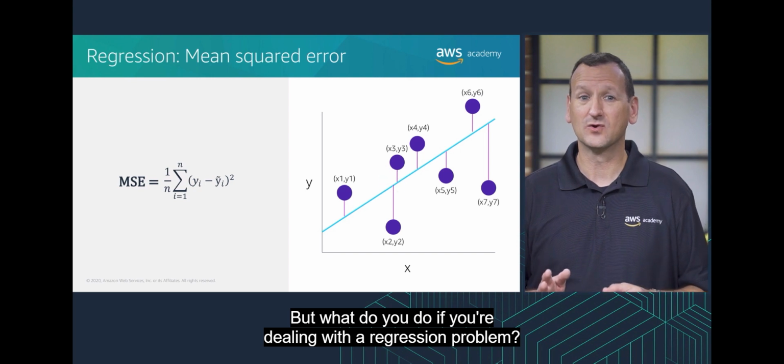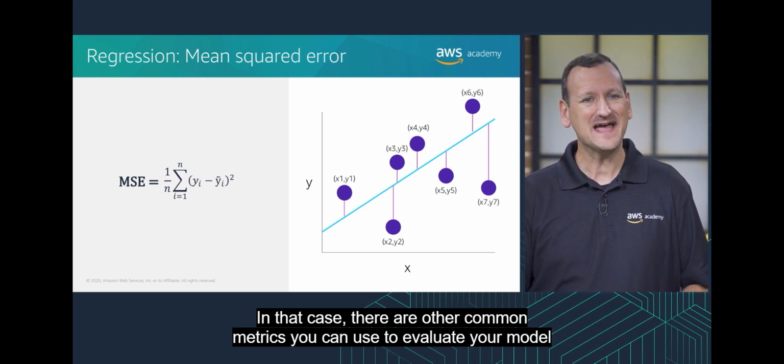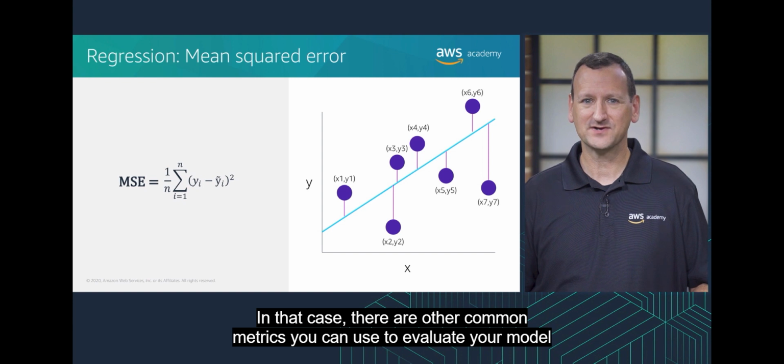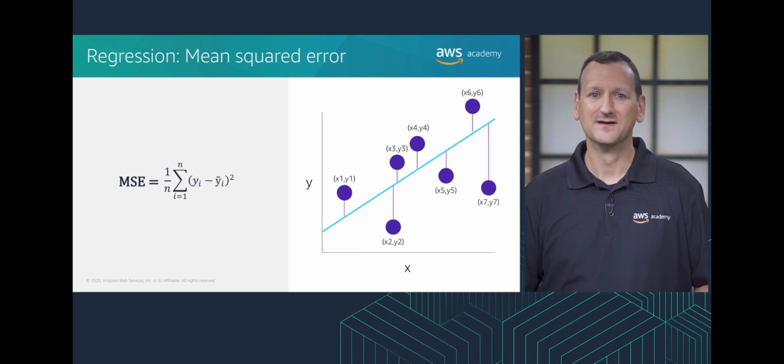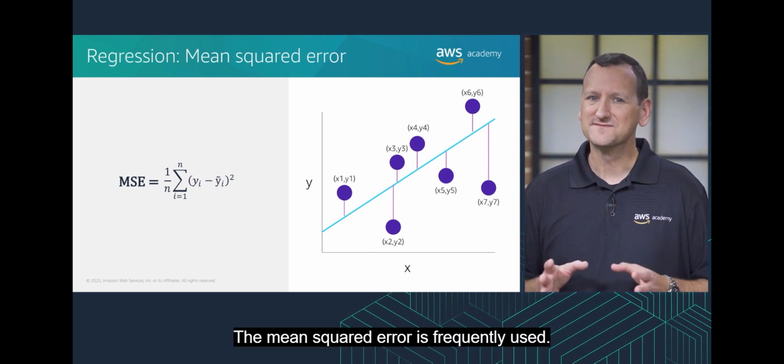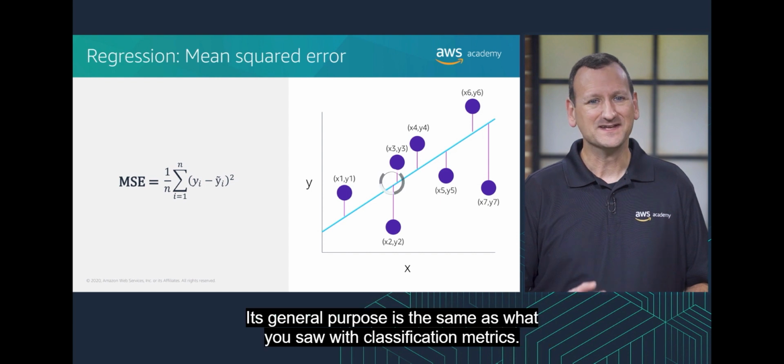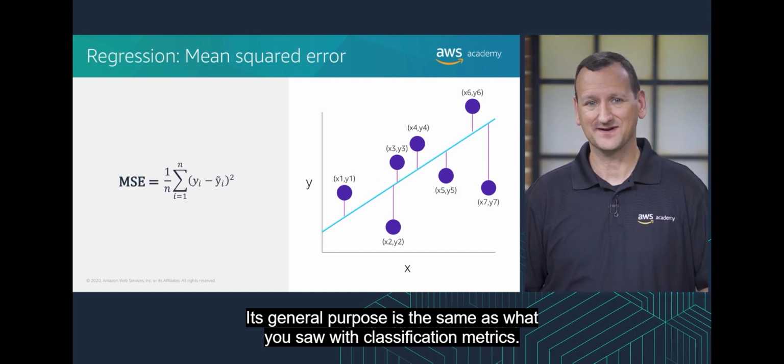But what do you do if you're dealing with a regression problem? In that case, there are other common metrics you can use to evaluate your model, including the mean squared error. The mean squared error is frequently used. Its general purpose is the same as what you saw with classification metrics.